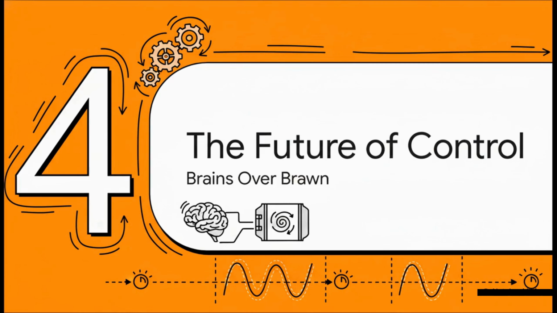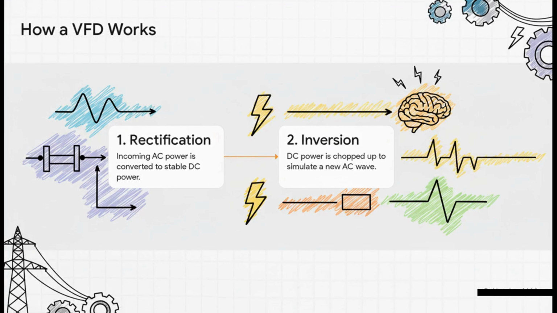So let's recap. We've made the power, we've sent it across the country, and we've used it to spin a motor. But there's one last really important piece to this puzzle: control. How do we go from just on and off to making these motors do exactly what we want as efficiently as possible? Well, the answer is something called a variable frequency drive, or a VFD. Think of it like a brain for the motor.